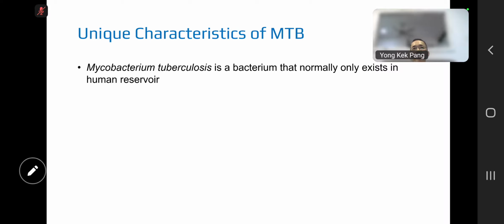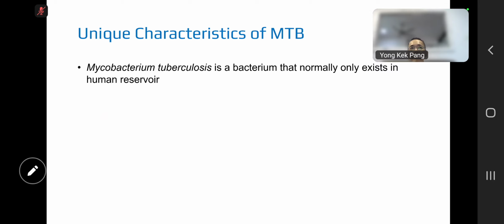This is an area I think many of you are already quite familiar with, but let's go through it together on primary TB. What are the unique characteristics of Mycobacterium TB? I think it's very important to understand who our enemy is, right? We know that Mycobacterium tuberculosis is a bacterium that normally only exists in human reservoir.